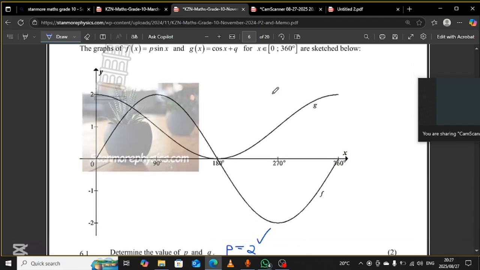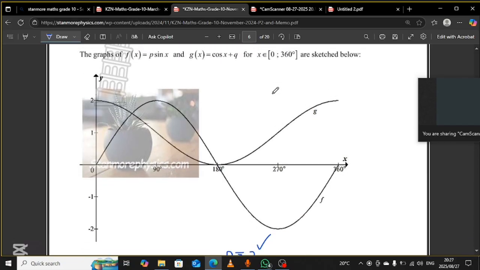So now let us look at Q. What is Q? Let's see. It's C. What is C? I'm not sure. So C is actually the horizontal shift. Either the graph has to move upwards or downwards. Yes. So I would like us to look at something here before we dive into that.